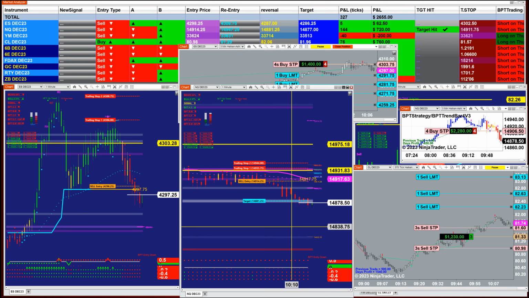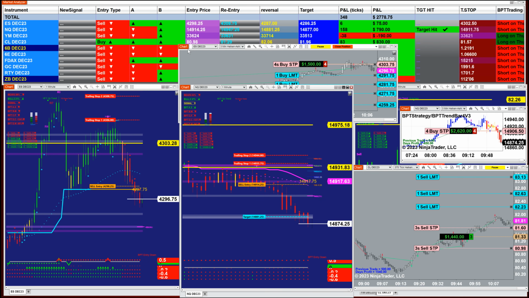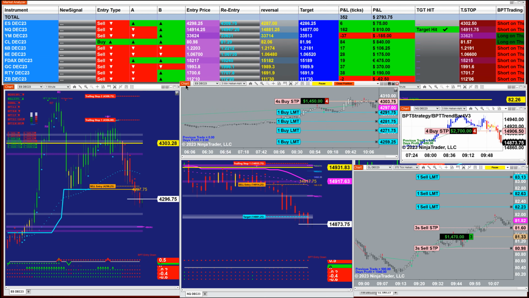So if you can maintain it, that will be really good. If you can maintain that trade. And the ES, don't expect too much trend on the ES at this moment.